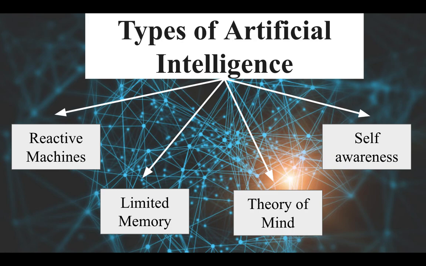Next, we have limited memory. Limited memory AI has the ability to store previous data and predictions when gathering information and weighing potential decisions, essentially looking into the past for clues on what may come next. Limited memory AI is more complex and presents greater possibilities than any reactive machine.